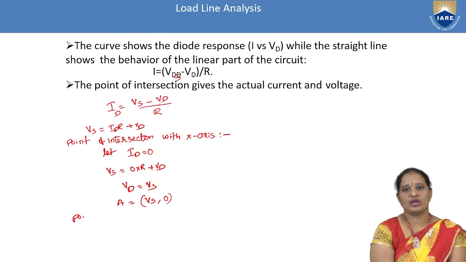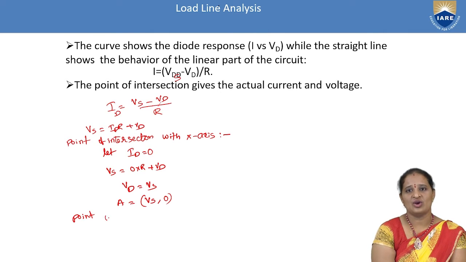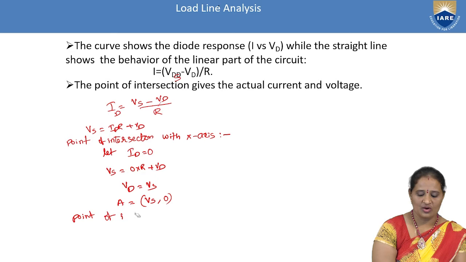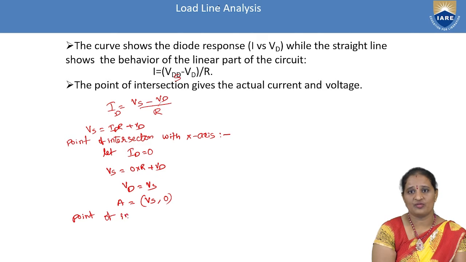Similarly, I want to locate the point of intersection of the straight line with the y-axis. When I'm finding a point on the y-axis, definitely I should consider the x-coordinate value as 0. On the x-axis I'm taking Vd, and hence let Vd be equal to 0, and from the above equation Vs is equal to Id into R plus 0.